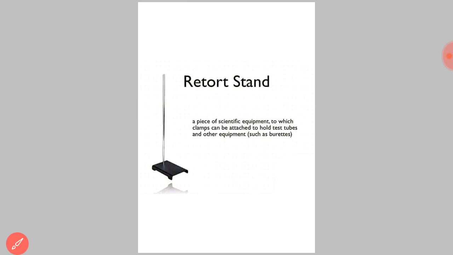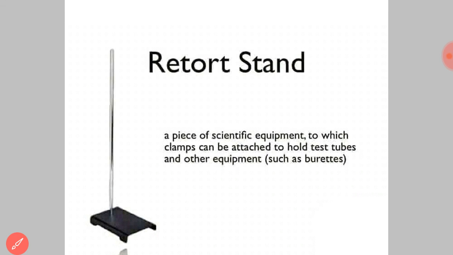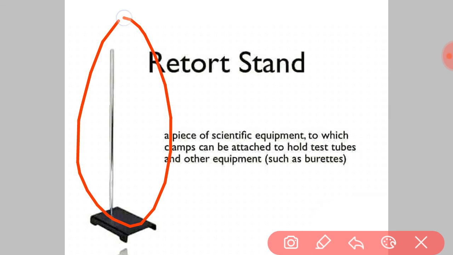Going to the next apparatus, that is Retort stand. See this is the picture of a retort stand. It is a specific scientific equipment to which a clamp can be attached to hold test tubes and other equipment such as a burette. Basically this stand helps you to hold a burette and test tubes. The name is retort stand. It is also one type of chemical lab equipment.